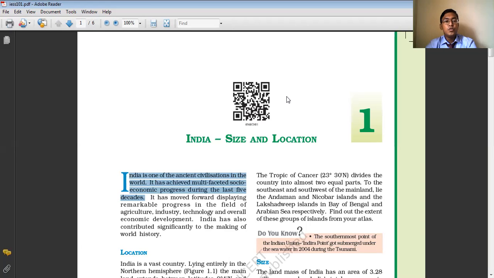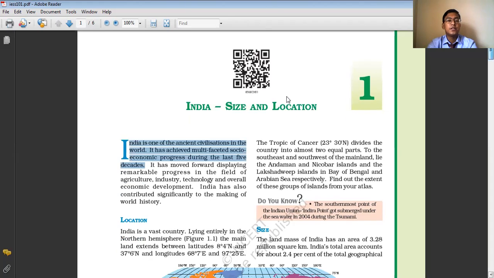Even the contribution of India in world history is of great significance. You can find the mention of India in different historical events, like World War One, World War Two, and the Indian freedom movement. In all these historical events, India has played a very important role. So you can understand the importance of India as a country in the world. This is why we need to know in detail about the location of India, its size, and its relation with the different countries of the world.